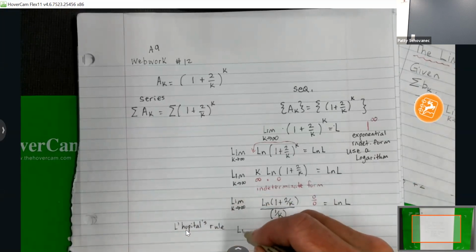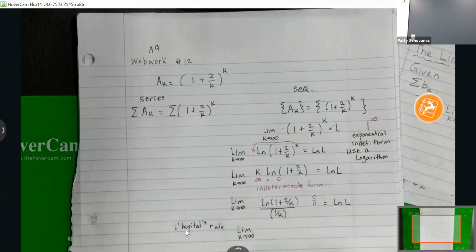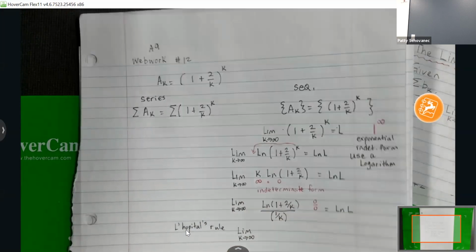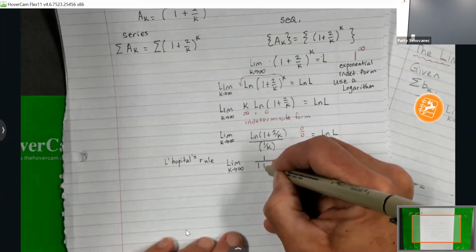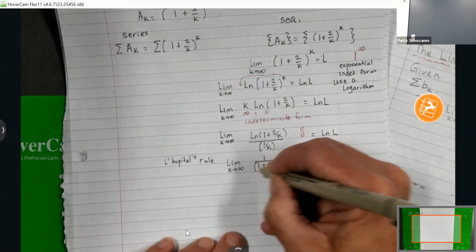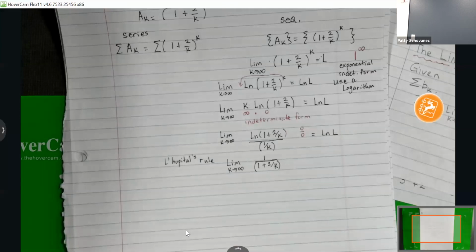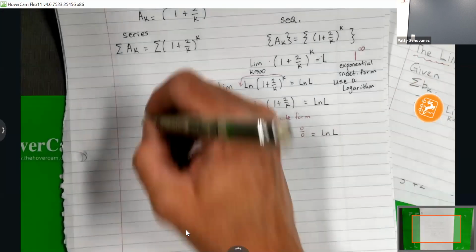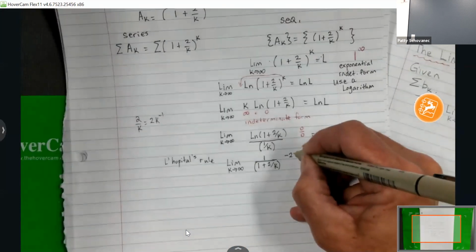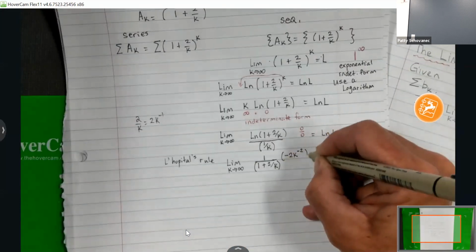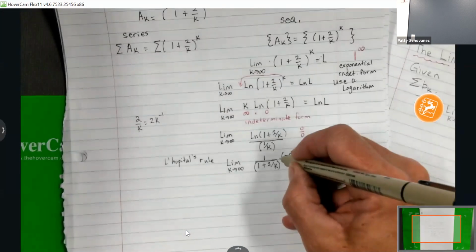Take the derivative of the top. It's a logarithm. The derivative of the log of u is 1 over u times u prime. So I'm going to write 1 over (1 + 2/k). And now we're going into those parentheses and we're going to take the derivative of 1 + 2/k. The derivative of 1 is 0. Think of 2 over k as 2 times k to the negative 1, and so its derivative is negative 2k to the negative 2. That's the derivative of the top.